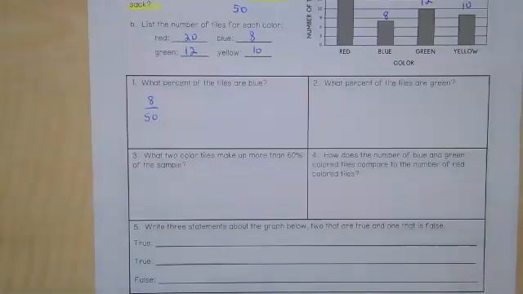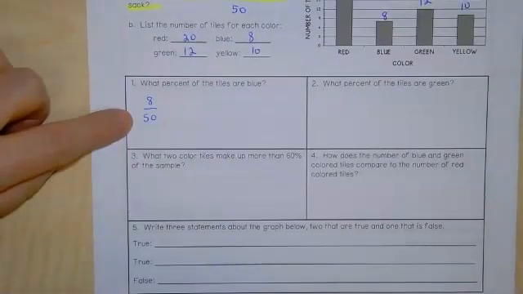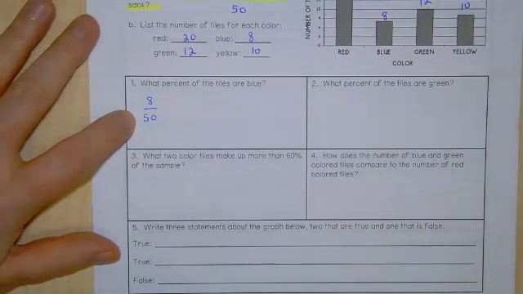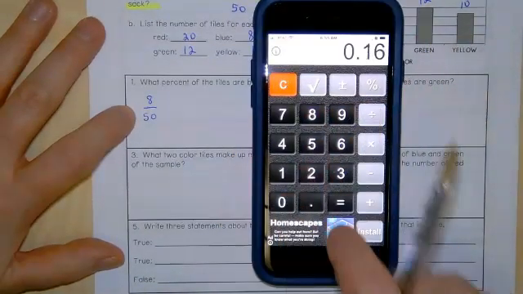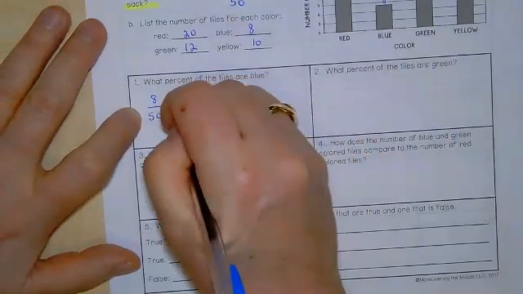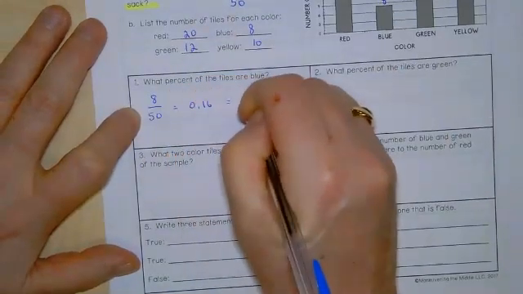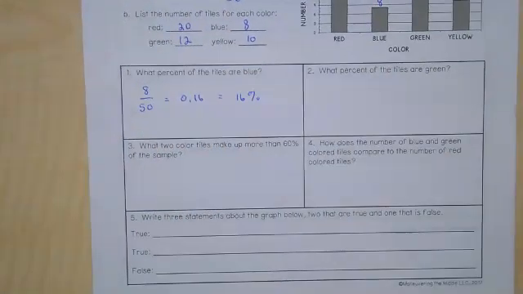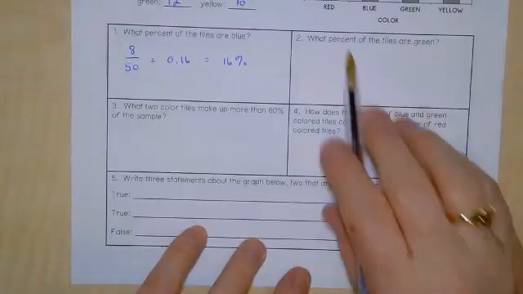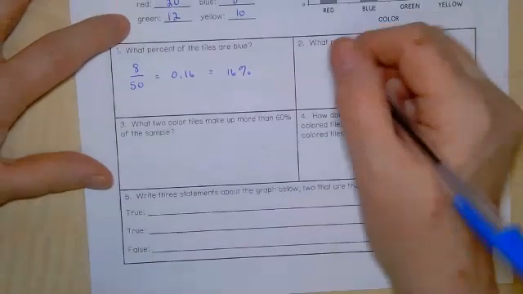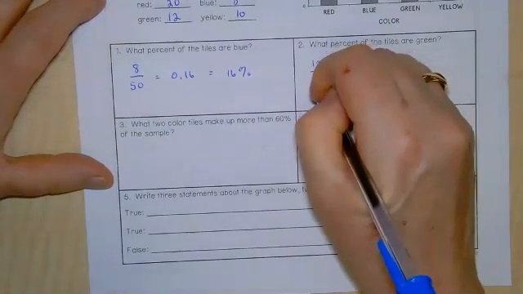And how would we get a percent for that? You can remember that fractions are division problems. 8 divided by 50. 16% are blue. Okay, let's go ahead and do the rest of these. The percent of tiles that are green is 12 out of 50.